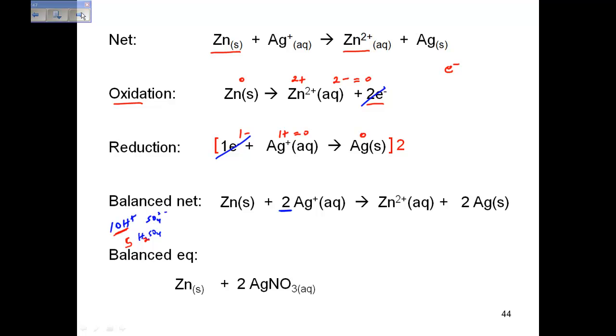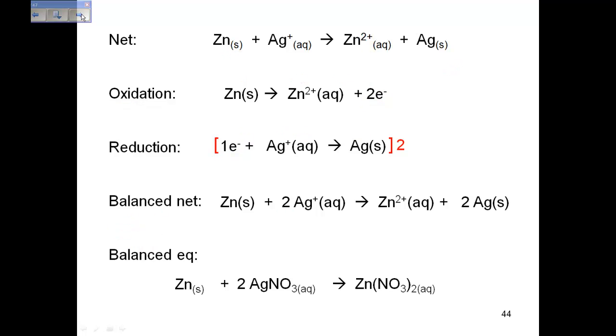Continuing on, I have the zinc 2 plus. The spectator on that was nitrate, so I have to put the nitrate on there. It means I would have 2 nitrates on it to get that to balance out. Coefficient of 1. Putting on the nitrates doesn't change the subscript of zinc, therefore I can just bring that down like it is, my zinc nitrate. And then I have my silver, which comes down just like it is as well. So that is my balanced equation.